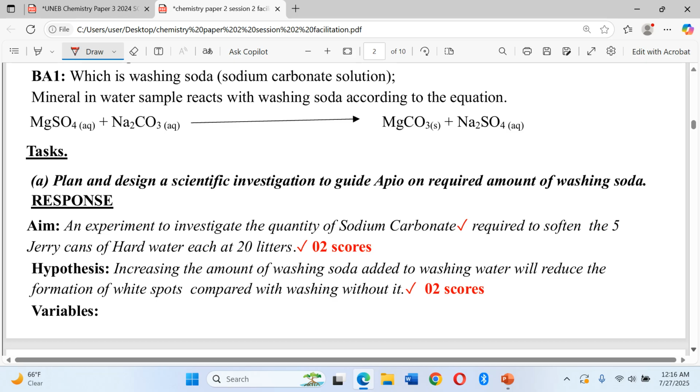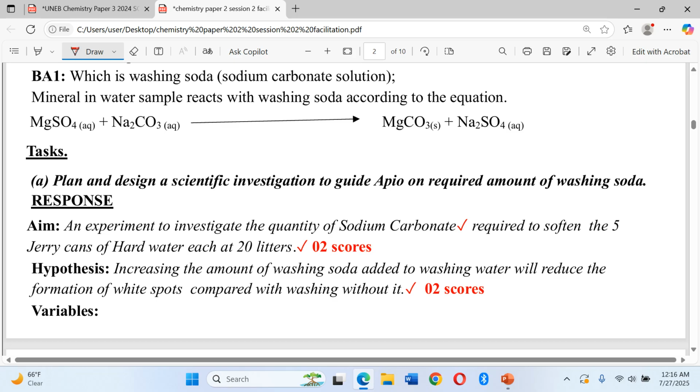So here, what have they given us? They have given us the washing soda, BA1, and they have given us the water sample. Which means one thing we want to know is how much sodium carbonate is needed to remove the water hardness, the ions present which are responsible for causing water hardness.